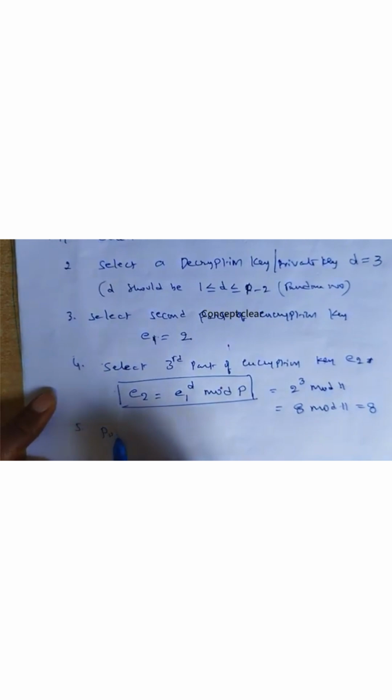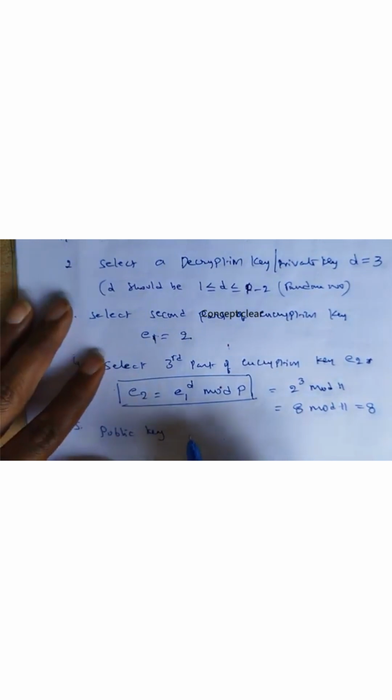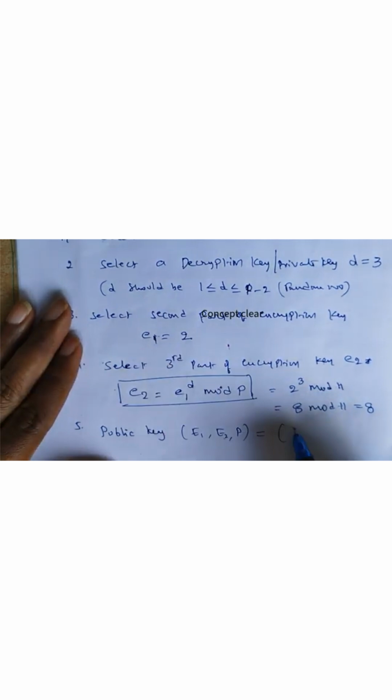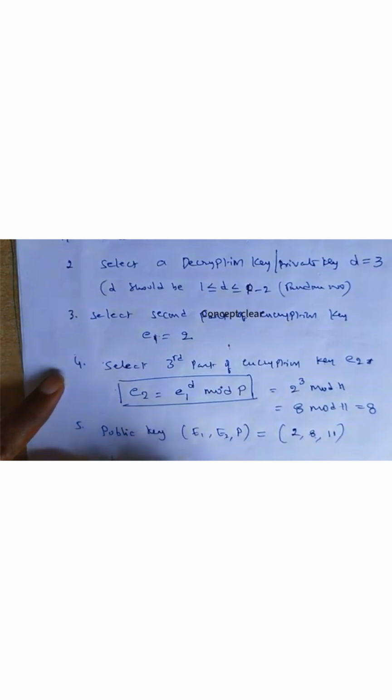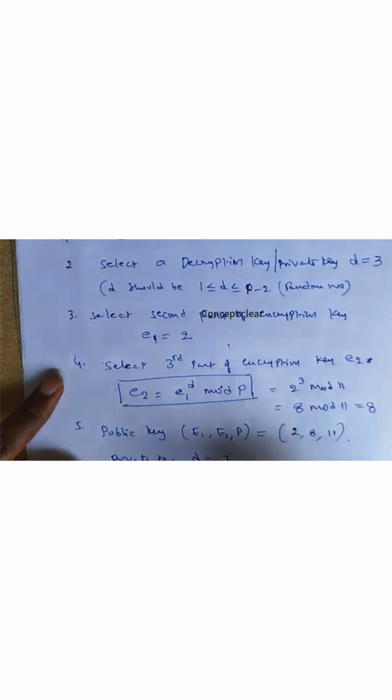And what is the fifth step? Fifth step is we have to find the public key. The public key equals E1, E2, P. Here E1 equals 2, E2 equals 8, P equals 11, the large prime number we are taking. So this is the public key. And the private key is D equals 3, the D value we took. So this is the public key, this is the private key.